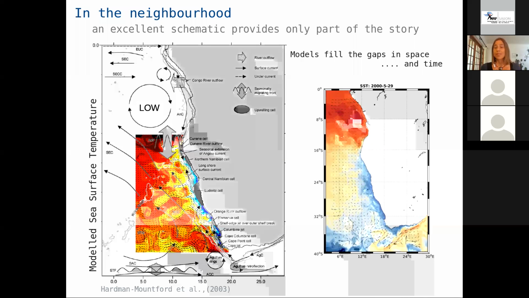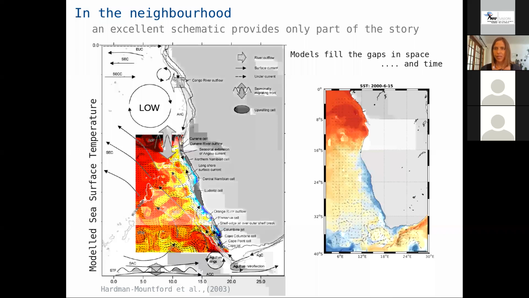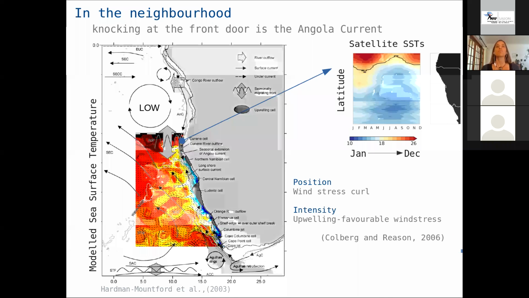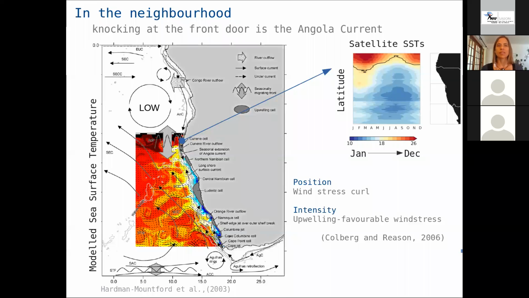So I'd like to go back to my tour of the Benguela system. At the front door, let's call the northern boundary the front door of our system, we've got the Angola-Benguela front. And this, like I said, is where the warm and tropical Angola current meets the cool waters of the Benguela upwelling system. It manifests as a very intense meridional sea surface temperature front.